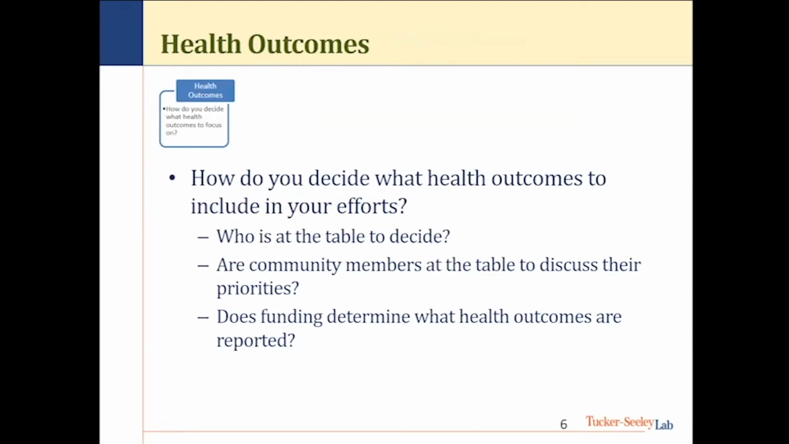For health outcomes, how do you decide what health outcomes to include in your disparities-related efforts? So who is at the table to decide what health outcomes get included? Are community members at the table to discuss their priorities? And does funding determine what health outcomes are reported?